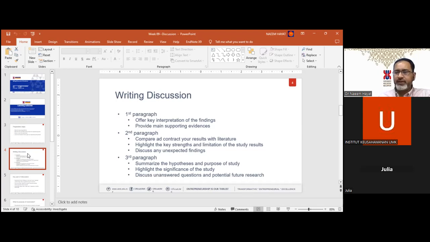So we have certain findings after the data collection and analysis, and we need to report what our findings are, what the meaning of these findings is, and provide the main supporting evidence. These evidences actually come from the literature. So in the first paragraph, we need to describe the finding and its interpretation. Going to the second paragraph, we need to compare and contrast our result with the literature.